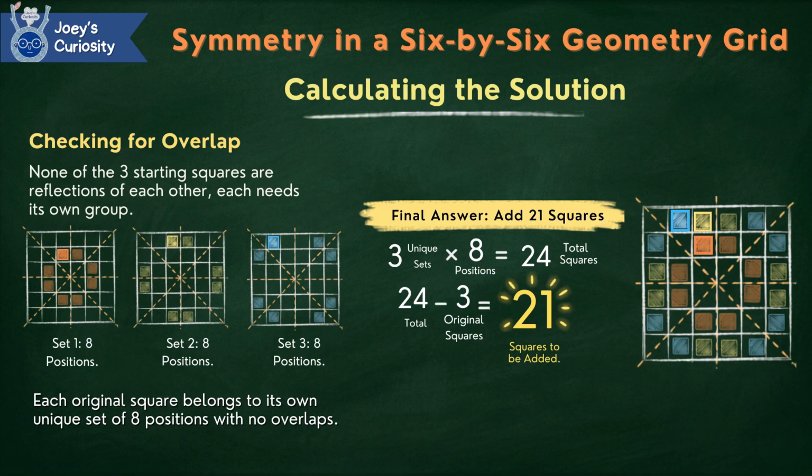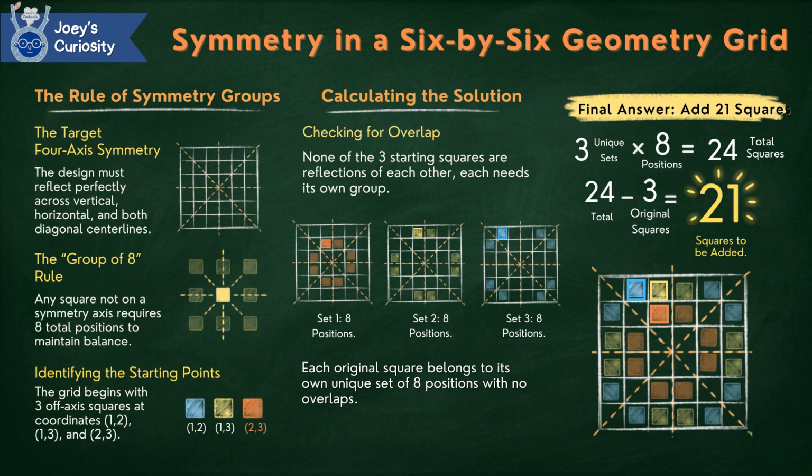Finally, let's use the mental math shortcut. Take the 3 starting squares and multiply by the 8 required positions to get 24 total squares. Then simply subtract the 3 squares we already have, leaving us with exactly 21 squares that need to be added.